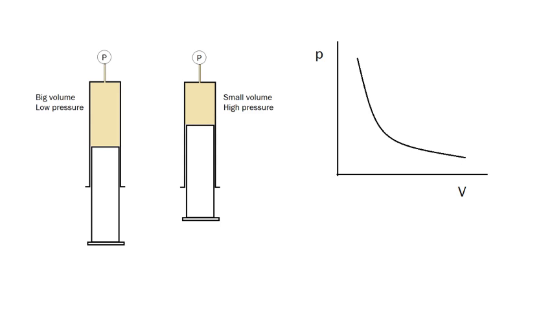There is an inverse relationship between them. The pressure is inversely proportional to the volume. That means if you double the pressure, the volume is half as much. If you halve the pressure, then the volume is twice as much. There's an inverse relationship between them. They are inversely proportional.